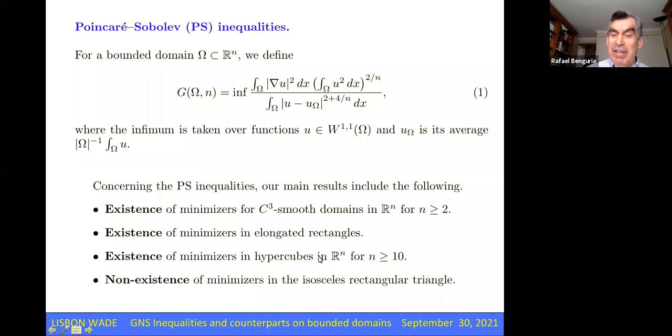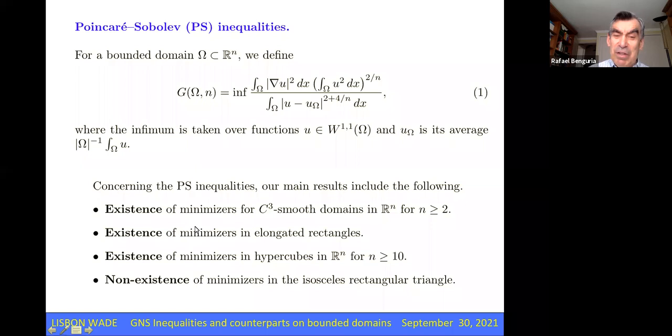But the interesting thing is that if you have corners, like an isosceles right triangle, you have non-existence of minimizers in that case. In dimension 2, when you have an isosceles right triangle, we can prove that there are no minimizers.